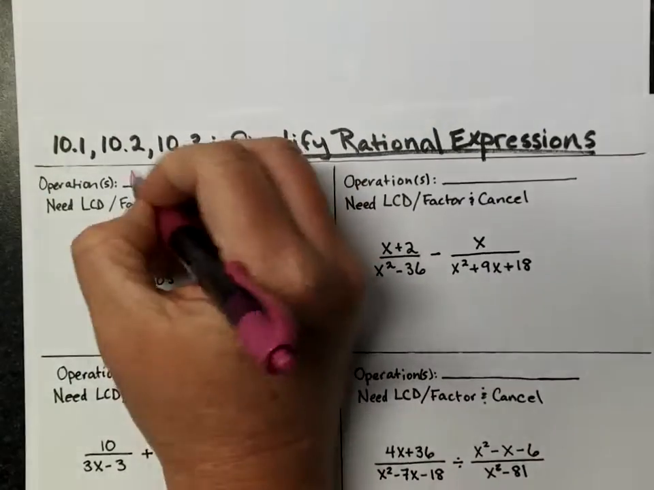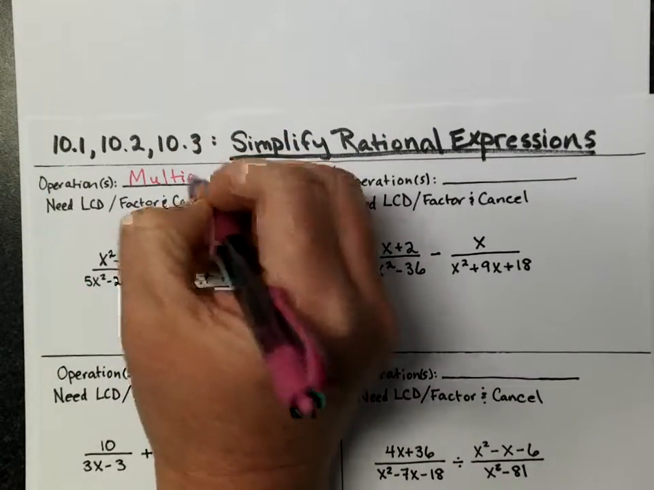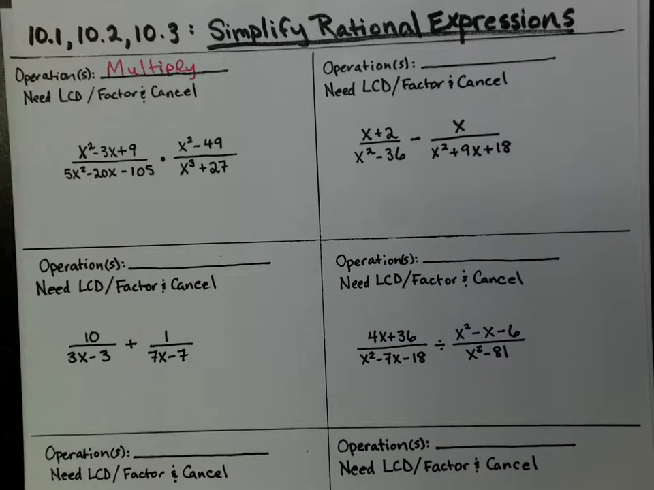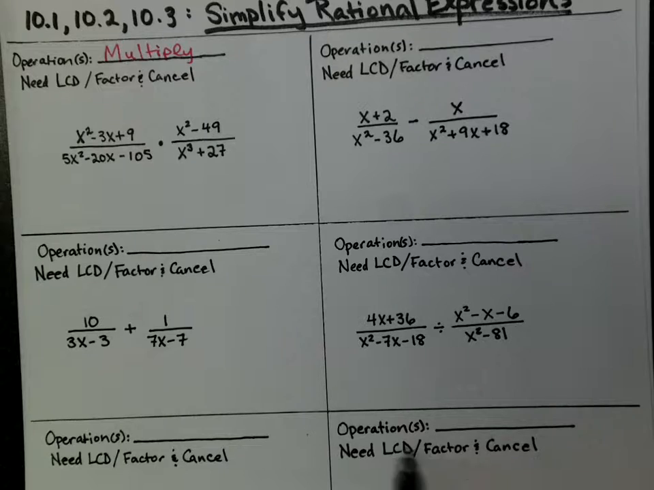Multiply, right? And sometimes you will have mixed operations. Some of the ones on the bottom have more than one operation. So when you fill in the operation blank, or when you think about it, think which one do I do first and which one do I do second? Okay? Because if you got more than one operation, then the order of operations matters. Okay?